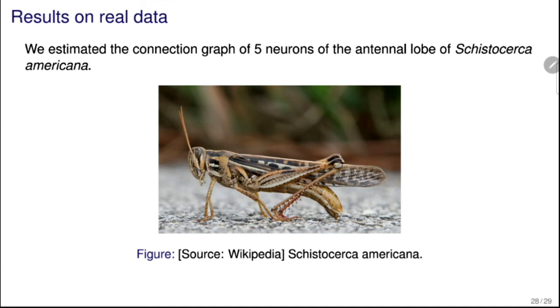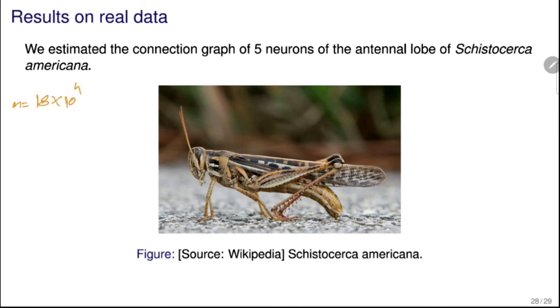To conclude this lecture, we present results on a real data set of 5 neurons of the antennal lobe of the Schistocerca americana, which is the insect that you see on the screen. The antennal lobe is important because it's the primary olfactory brain area in insects. The corresponding value for n in this data set is 18 times 10 to the power 4.